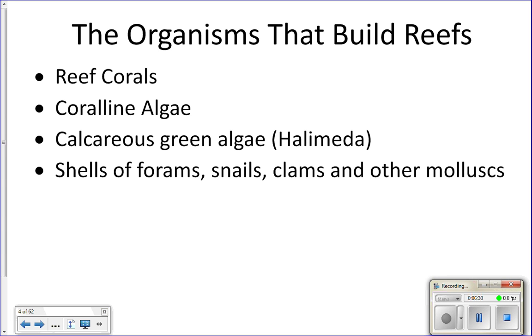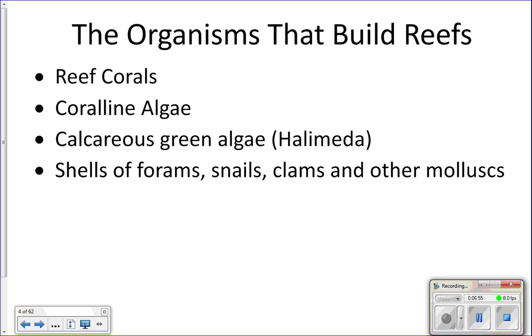Okay, so things that build a reef. Coral obviously builds a reef, but it has help. It's not just the coral that's responsible for the entire thing, but it is the main reef builder. You also have coralline algae and calcareous green algae. Do you remember what those were from first semester? We briefly talked about them. If you don't, it's all right.